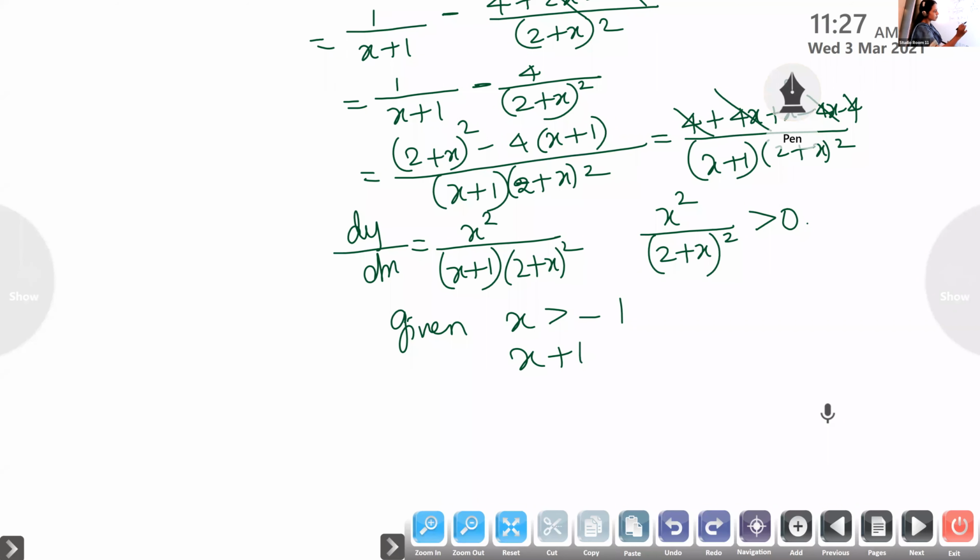So x plus 1 will always be greater than 0. Is it correct? X is greater than minus 1, so x plus 1 will always be greater than 0. So the first term is positive, the numerator is positive. In the denominator, this one is also positive, and by the given condition the other factor is also positive. Therefore, dy by dx is greater than 0 when x is greater than minus 1. Therefore, what we can say? f of x is an increasing function.